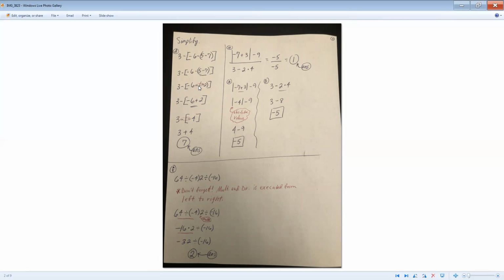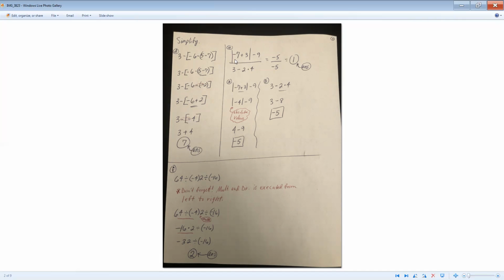Here we have a negative to a negative. That will turn positive, so that'll be negative 6 plus 2. Still inside of our grouping symbols, you want to simplify what's inside of your grouping symbols as much as possible before you go outside of it. Negative 6 plus 2 will give you a negative 4. Grouping symbols, brackets are the same as parentheses. We have a negative to a negative. That turns positive. So you have 3 plus 4, and that'll give you 7 as your final answer.